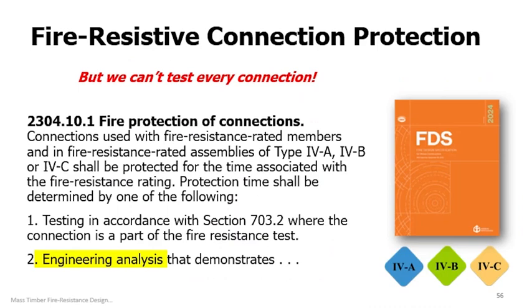With regards to option 1, the testing option, this can be useful in certain circumstances, especially for unusual connection designs involving proprietary components or where a connection is part of a tested assembly, like a truss plate. But obviously it would be impractical to test every connection configuration. This is where the second option, the engineering analysis option, provides a more practical solution for everyday designs.